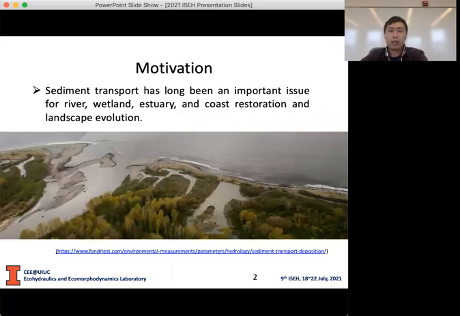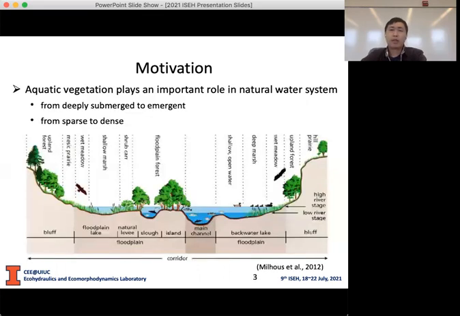So as we know, the sediment transport problem has been widely studied since the early 20th century because people have noticed the significance of sediments for water resources, ecosystem restoration, and landscape evolution in natural water environments, such as river, wetland, estuary, and coast. However, most of the previous studies focused on bare bed open channel flows without considering the presence of vegetation. In fact, in these water regions, vegetation is widely distributed from deeply submerged to emergent and from sparse to dense, which can cause various impacts to the environment under different scenarios.